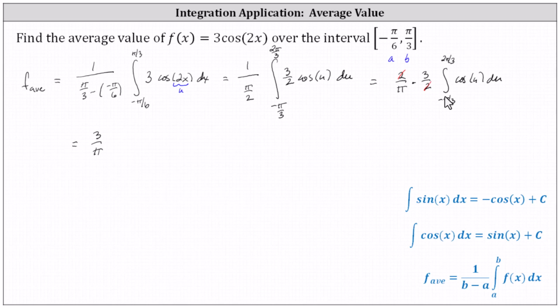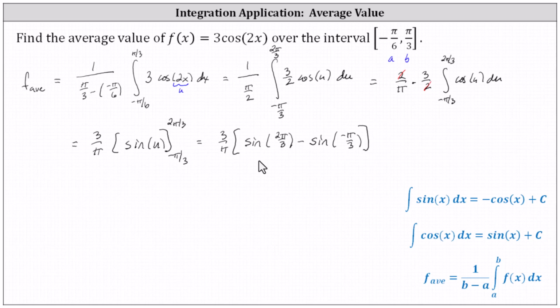The integral of cosine u is equal to sine u. So the antiderivative is sine u. And now we evaluate the antiderivative at the limits of integration. We have 3 divided by pi times sine of 2 pi divided by 3 minus sine of negative pi divided by 3.